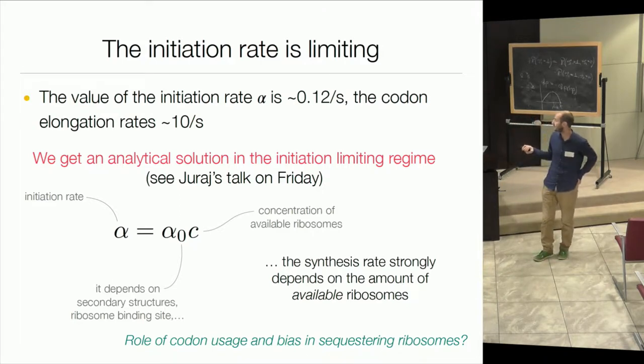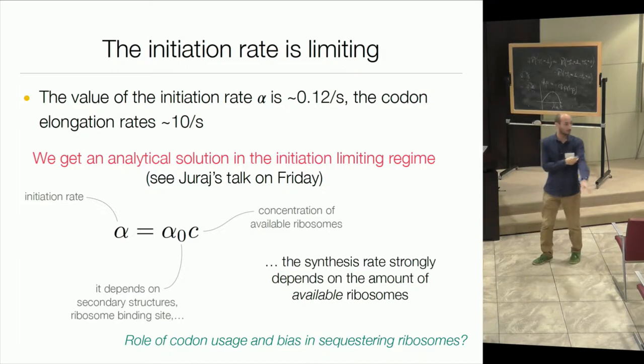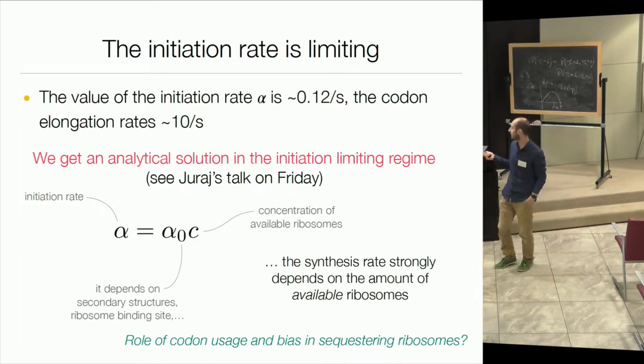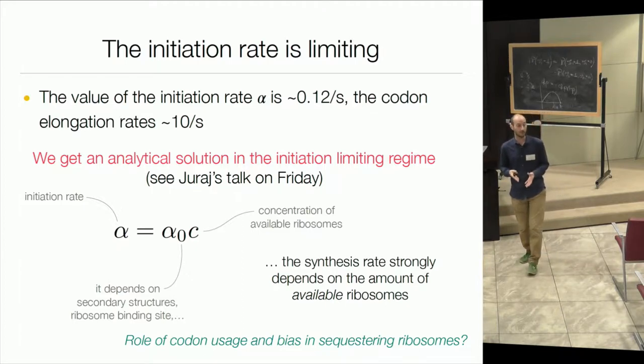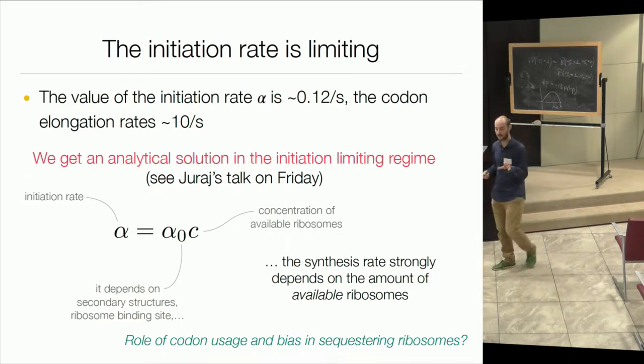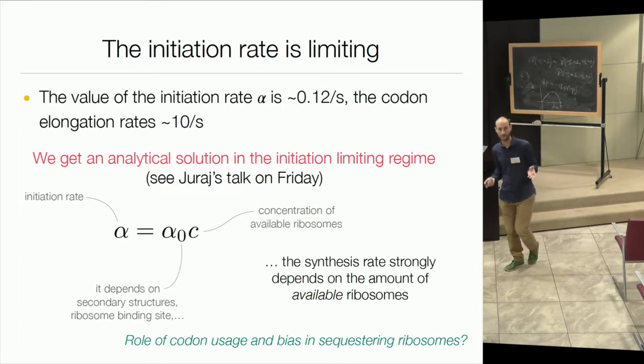So the important thing is that initiation is supposed to be one of the limiting factors in translation. And actually, we can write the initiation rate as a first-order reaction, with a rate constant that will depend on the properties of the messenger RNA, like secondary structures, the characteristics of the ribosome binding site, the Kozak sequence, and so on, and the concentration of available ribosomes.